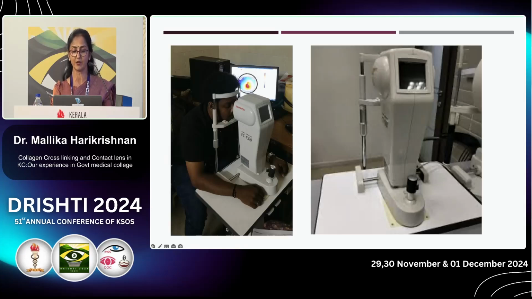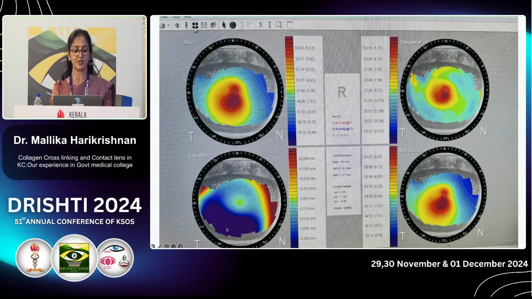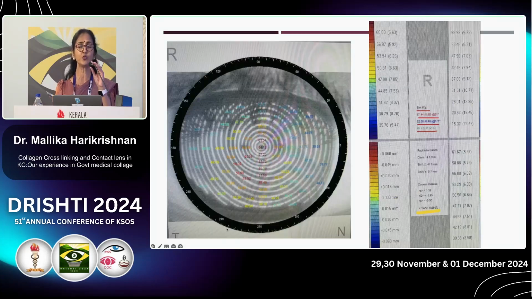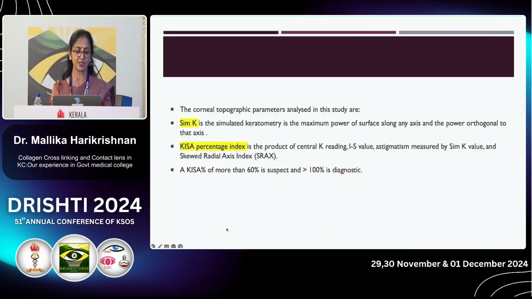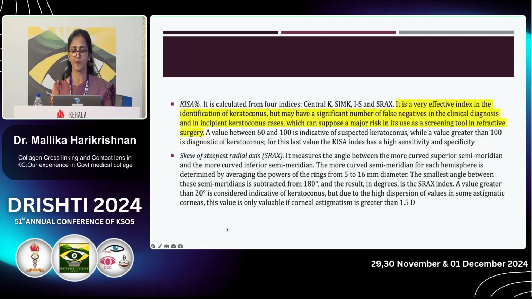This is the machine we have. This is a very ordinary and very basic machine. Only these axial elevation, tangential refractive maps you can have. Only values for comparison is the SIMK value and the KISA index. SIMK is the simulated keratometry in the maximum power of the surface along any axis and the power orthogonal to the axis. KISA percentage index is the product of central K reading, IS value, astigmatism measured by SIMK value, and skewed radial axis index.